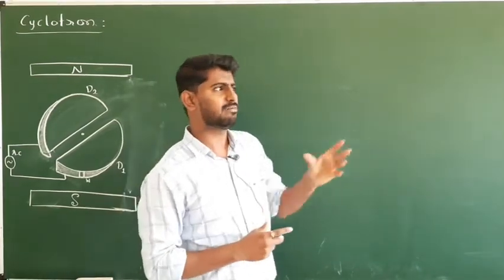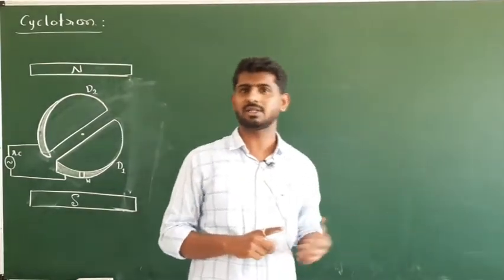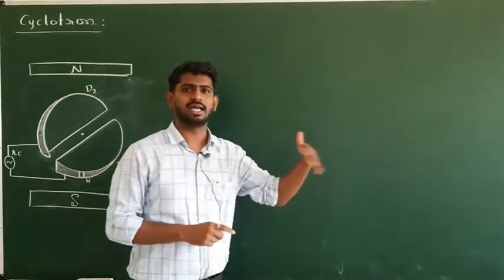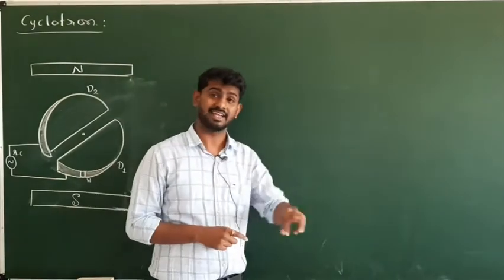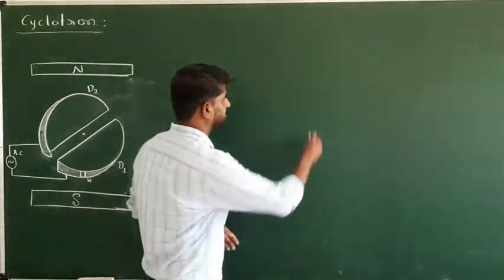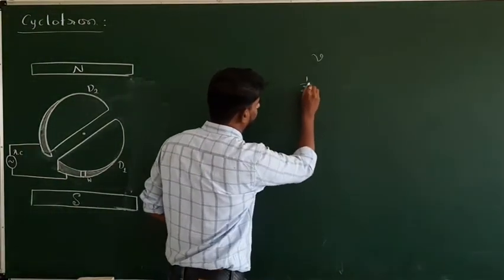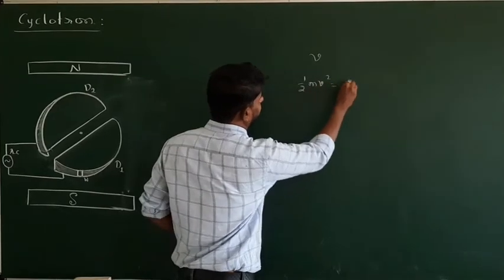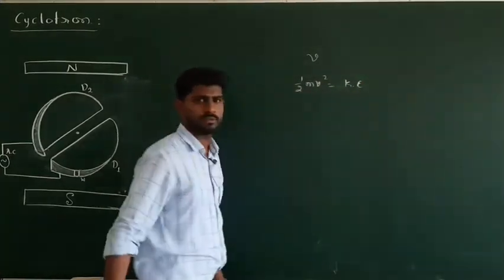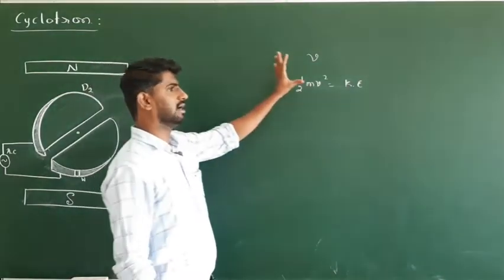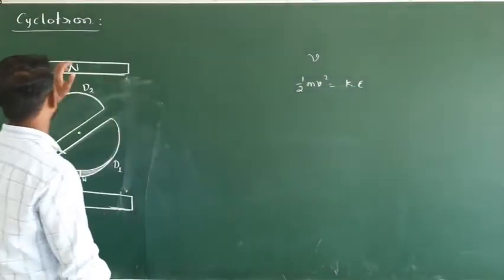What does accelerate mean? It means increasing its velocity or speed. So as you increase the speed, if v increases, then mv square increases, so this is kinetic energy. Is it clear? So this is done by a device, that is called a cyclotron.